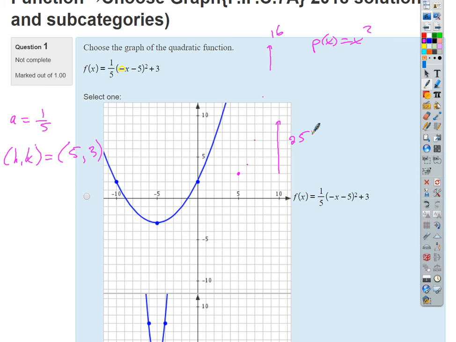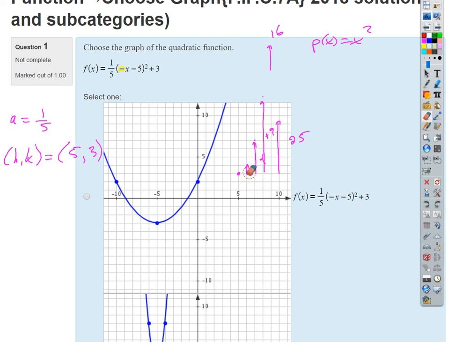So A is 1/5. Which of those y values would be best multiplied by 1/5? 1, 4, 9, 16, or 25. 25 would be the best, wouldn't it? Right, so that's the point I really want to use, isn't it? I want to use this point.